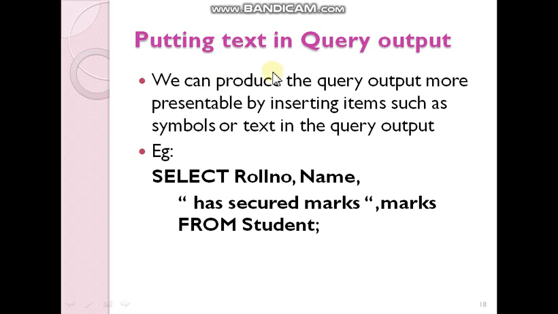Then if you want, you can make your output more readable and presentable. For that purpose you can insert some text along with the display. Look at this example: select roll number comma name, has secured marks, then the marks from student. So it will display like an English sentence. That is the only benefit, it is more presentable and meaningful. So if you want to display your data like that, you can do that.